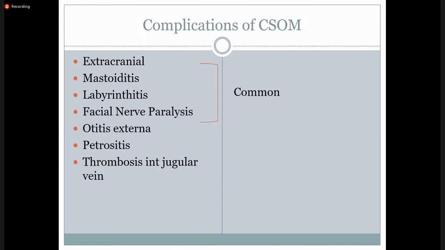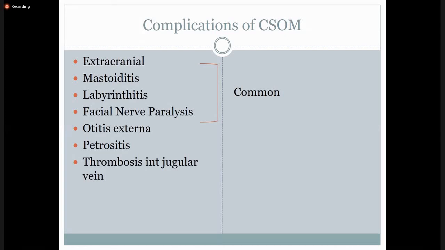The complications of CSOM, chronic suppurative otitis media, can be basically categorized into 2 types: extracranial, outside the cranium, and intracranial. In extracranial complications, 3 common complications are mastoiditis, the inflammation of the mastoid, which can lead to mastoid abscess. It can be labyrinthitis when it's going to the inner ear. It causes inflammation of the labyrinth.